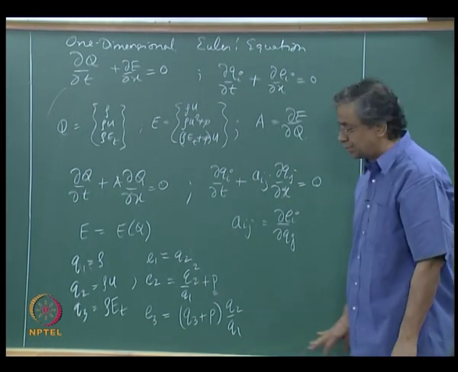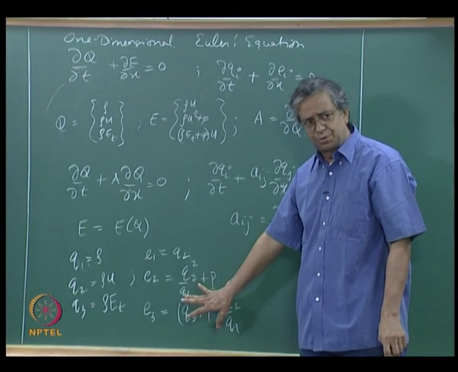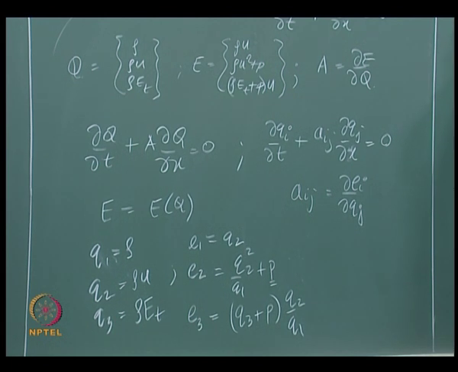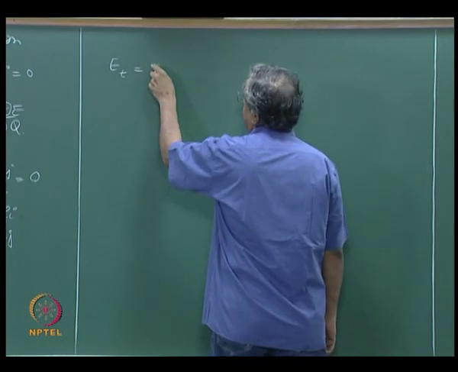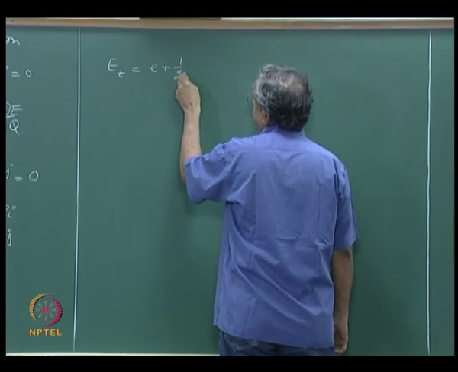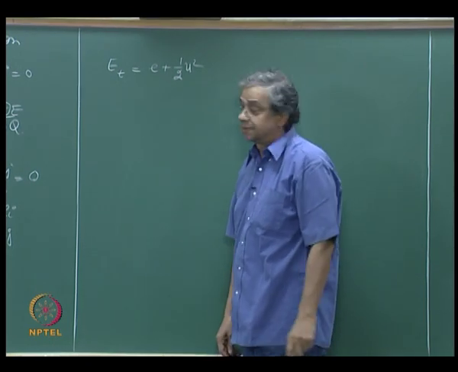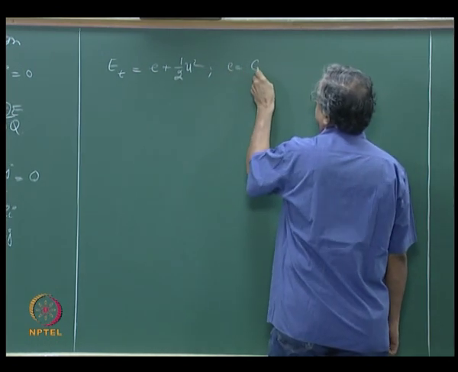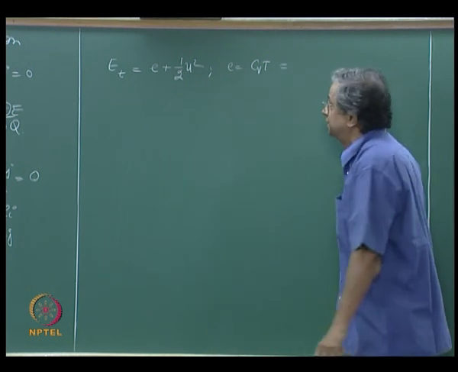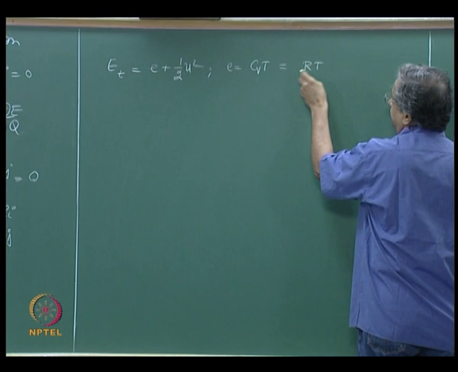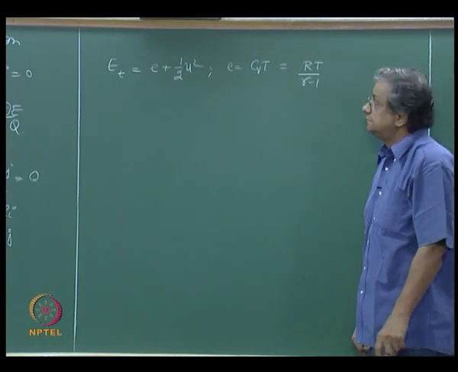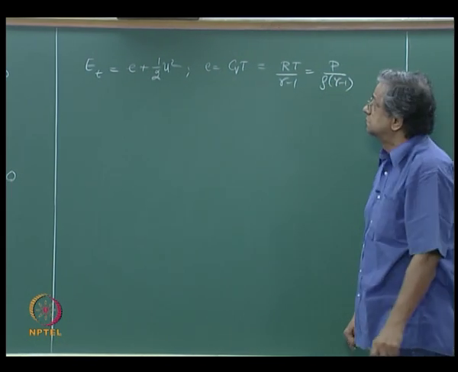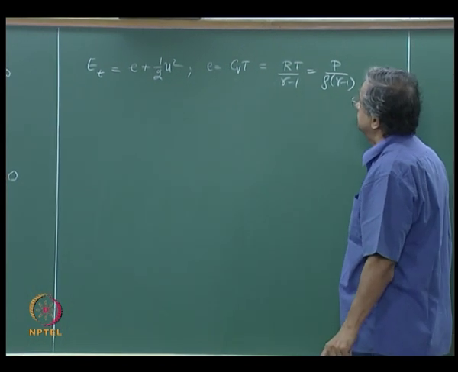For that we will have to go back to the original definition of E total, because that is the relationship that we had. What did we have? We had e_t is e plus 1/2 u squared, or rho e_t, whichever way, and e was CvT, which equals, through the equation of state, RT by gamma minus 1, I have substituted for Cv, which equals P by rho times gamma minus 1. Is that fine?